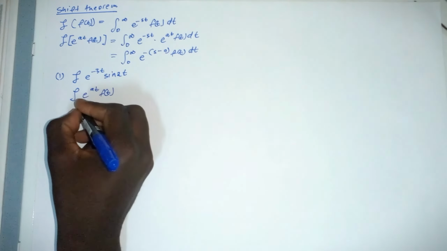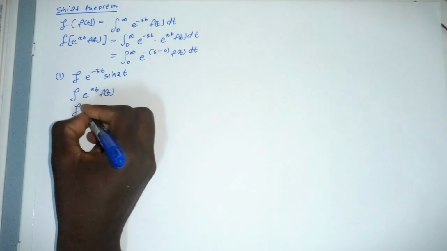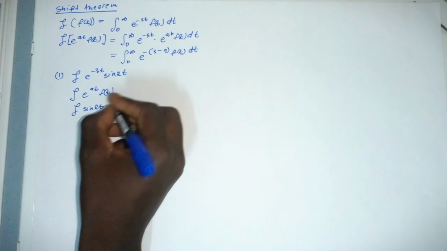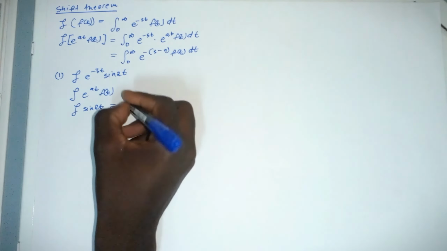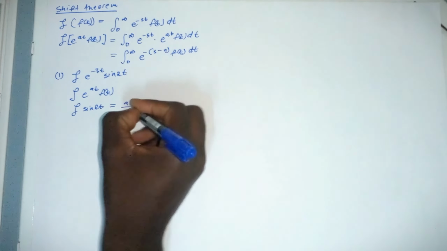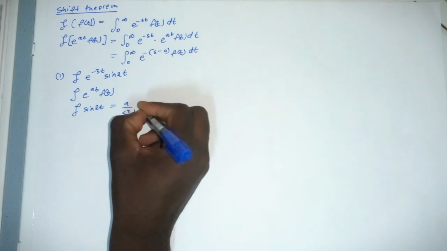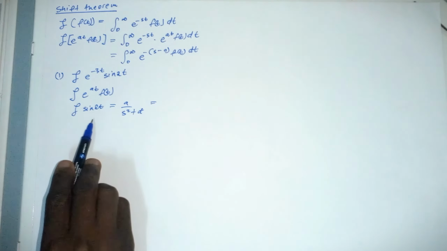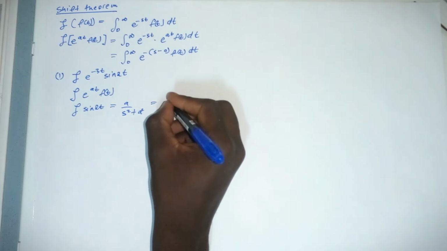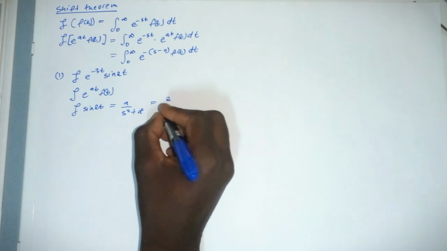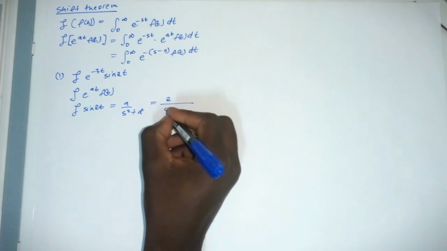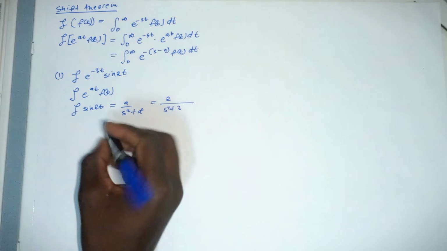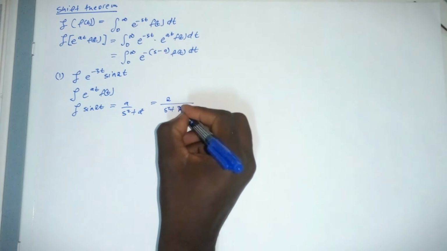So let's find the Laplace transform of sine 2t. You know that the Laplace transform of sine at is going to be equal to a over s squared plus a squared. Okay, and a is equal to 2, so it's going to be 2 divided by s squared plus 2 squared.